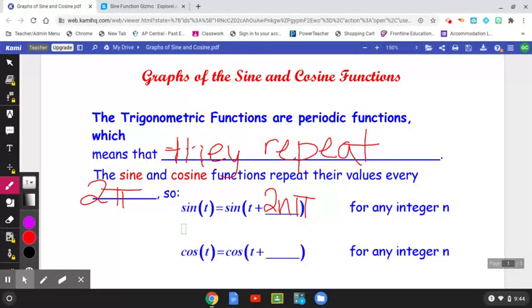And the same thing is true for cosine. Cosine of t is equal to cosine of t plus 2n pi, again, where n is any integer.